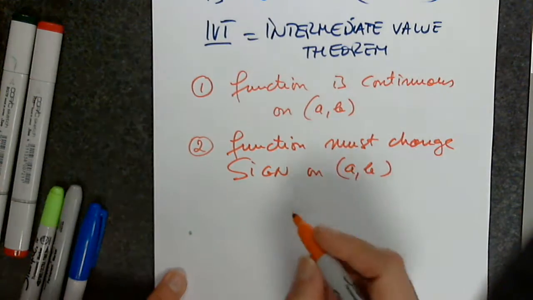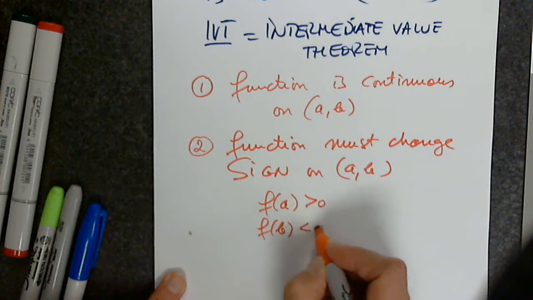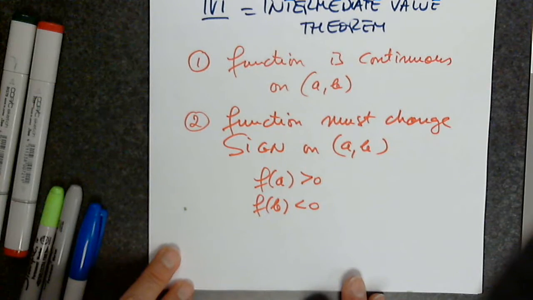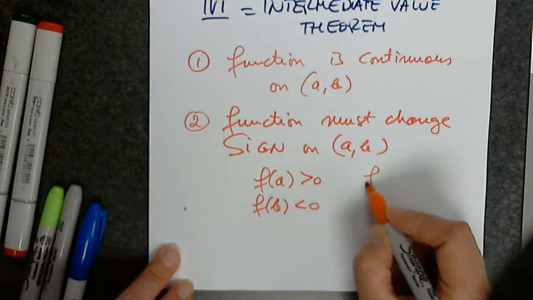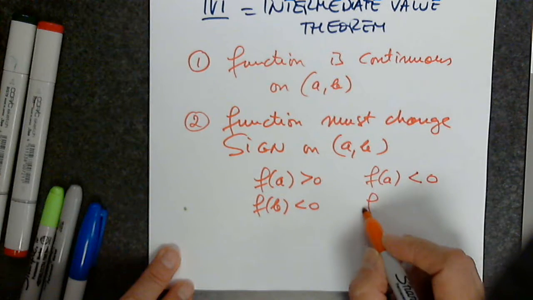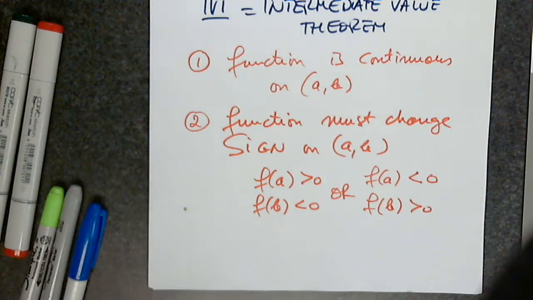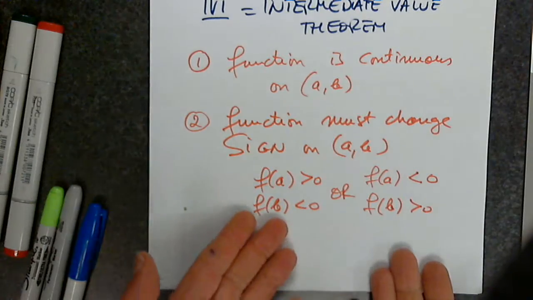What are the options? Either f of a is greater than 0 and f of b is less than 0. That's one option. What is the other option? F of a less than 0 and f of b greater than 0. Very good. That's what I mean by function must change sign. So imagine an interval a comma b, and the function either goes negative to positive, or positive to negative. These are the two options.